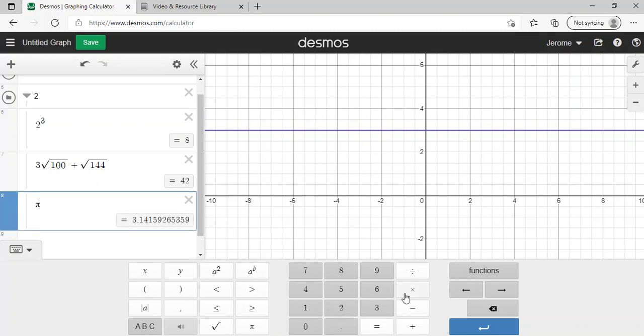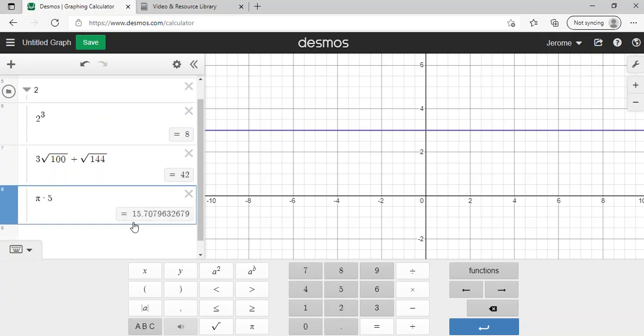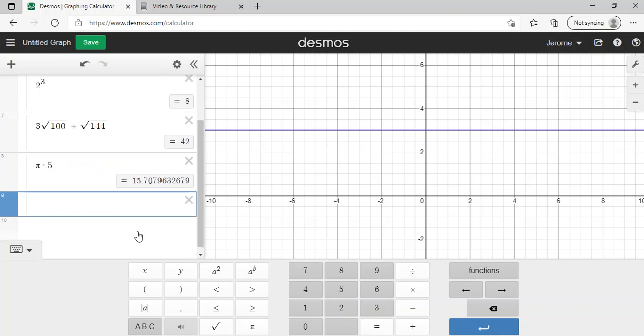So if you hit pi times 5, this is what pi times 5 is. But let's see if we did 3.14 times 5.